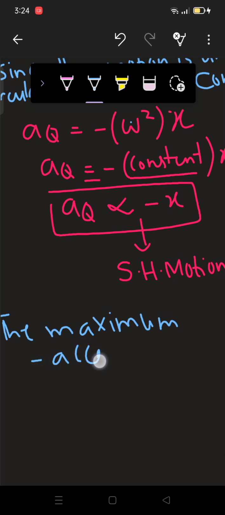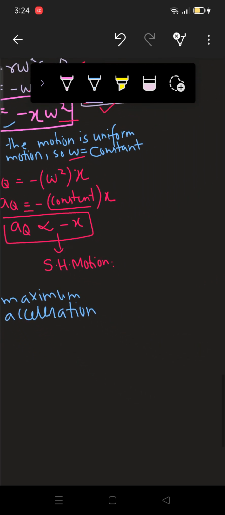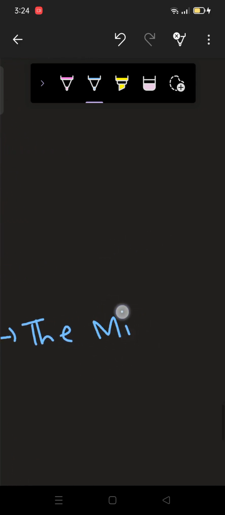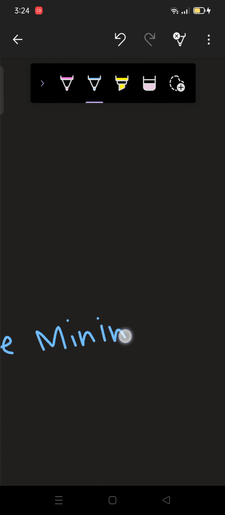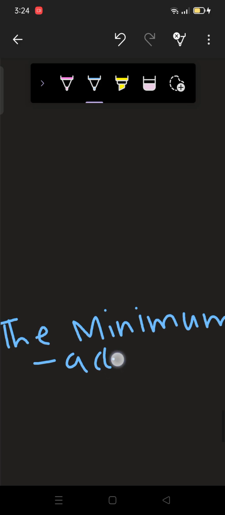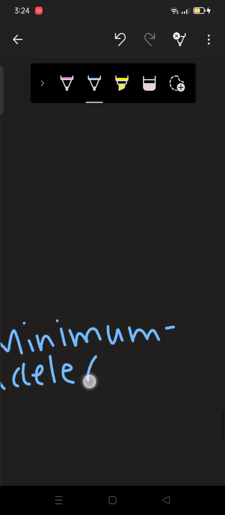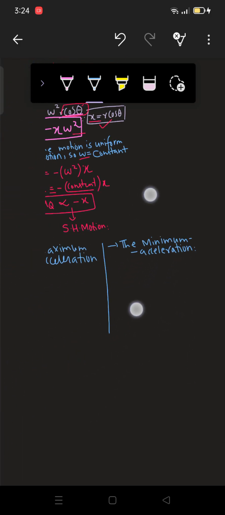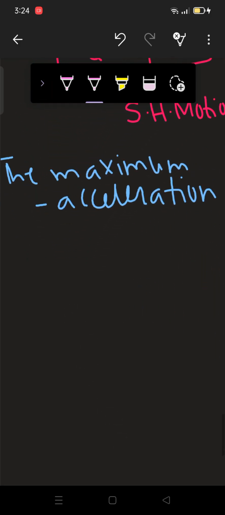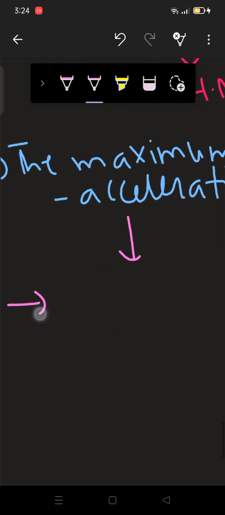acceleration and the minimum acceleration, the maximum and the minimum acceleration. Where are you going to find your maximum acceleration? You're going to find your maximum acceleration at the extreme position.